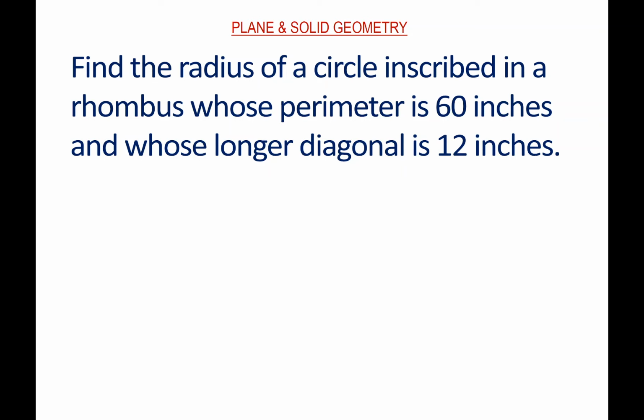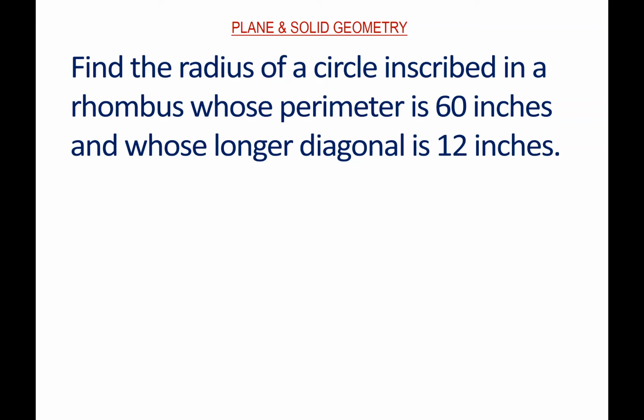Another problem for plane and solid geometry. Find the radius of a circle inscribed in a rhombus whose perimeter is 60 inches and whose longer diagonal is 12 inches. So as I said, we first visualize our given parameters.